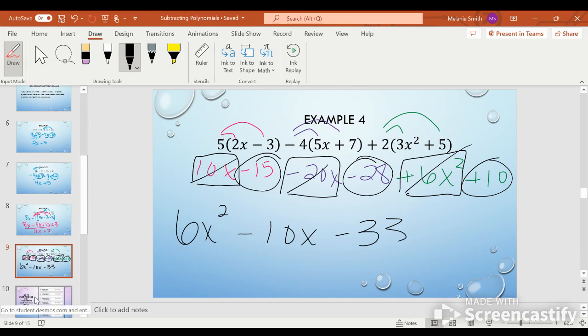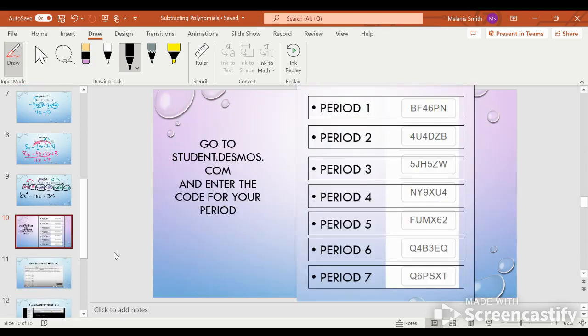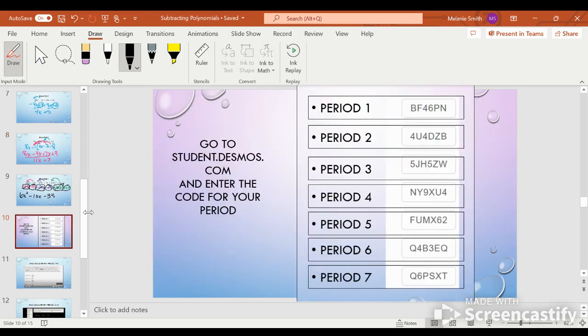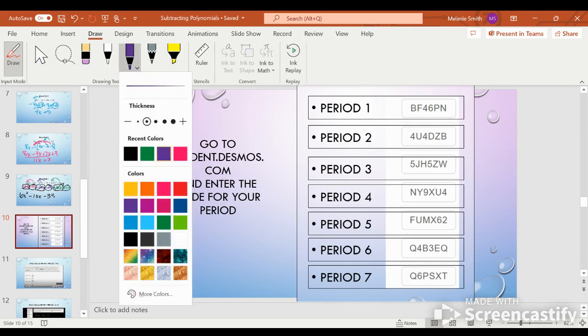So I have a few examples on Desmos for you to do on your own. So here are the Desmos codes. Now, there's an error in one of the questions. The question looks kind of like this one right here with the brackets and then the parentheses. And I just couldn't fix it. By the time I figured out that there was an error, I couldn't fix it without messing up everything.